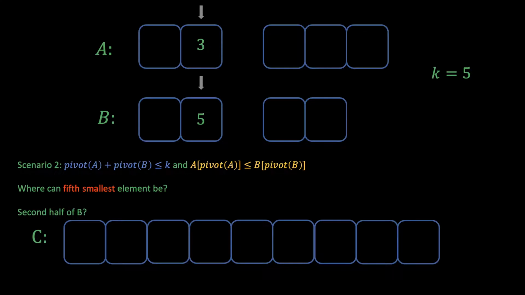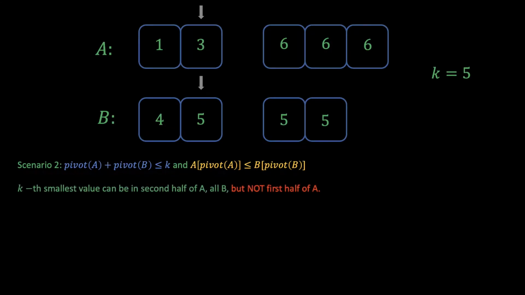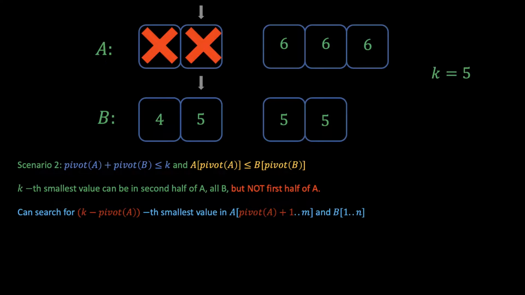Finally, what about the second half of B? Again, playing around with the input, you could come up with this input. The fifth smallest value is 7, which is in the second half of B. So it is possible that the kth smallest element is in the second half of B. Alright, let's summarize this. For scenario 2, the kth smallest value can be in the second half of A and all of B, but not in the first half of A. So we can safely delete the first half of A.